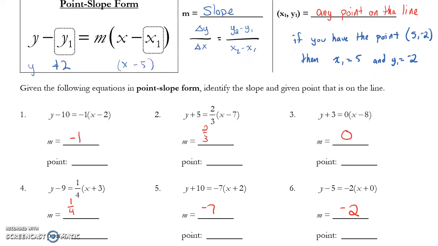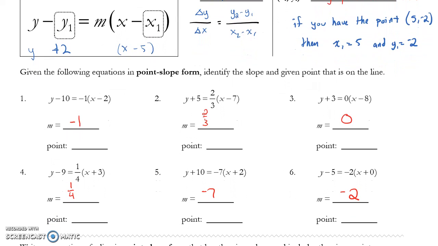Now let's take a look at the part that could be a little bit more challenging, and that is identifying the ordered pair that is represented in the equation. So again, it's y minus y1. Since I have minus y1 and I have a subtraction, I know my y coordinate is a positive 10. And the formula calls for minus x1. That gives me an x coordinate of positive 2.